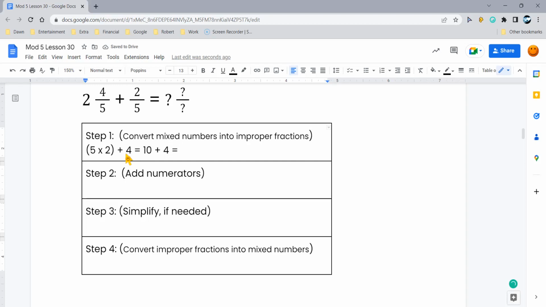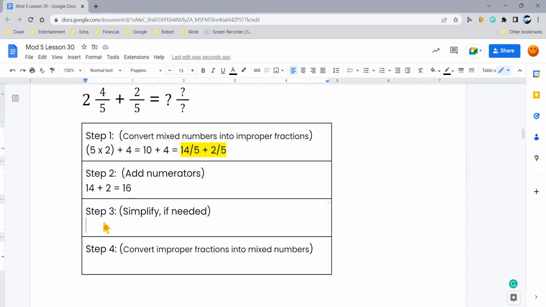Now I have 10 plus 4. Now I add in my numerator, which gives me 14. And I'm going to put that 14 over my old denominator, which is 5. I'm going to bring down my 2/5 so I can see the problem all together. So here's my new problem, you guys. Right here, I'm going to add my numerators. So I have 14 plus 2, which equals 16. That's kind of cool, you guys.